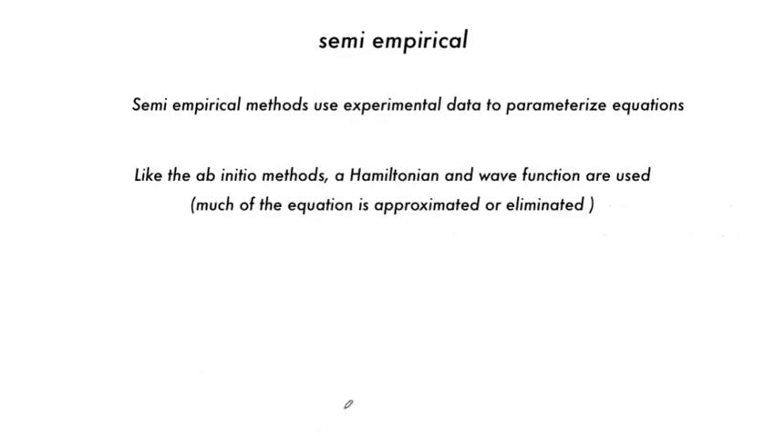Semiempirical methods use experimental data to parameterize equations. So like the ab initio methods, a Hamiltonian and wave function are used. Much of the equation is approximated or eliminated. So the Hartree-Fock is quite simple because it doesn't take into consideration electron correlation, so how electrons influence each other.